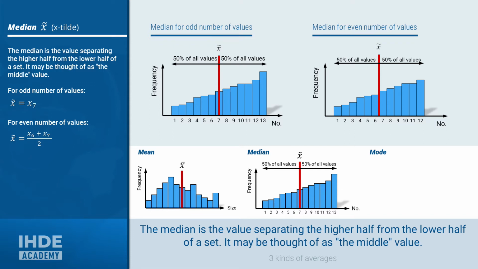When calculating the median, however, two cases must be distinguished. Once an even number of values and once an odd number of values. If the number of values is odd, the median is actually the value in the middle. If the number of values is even, the median must first be calculated. The symbol for the median is an X with that wavy line above it. This line is called a tilde.